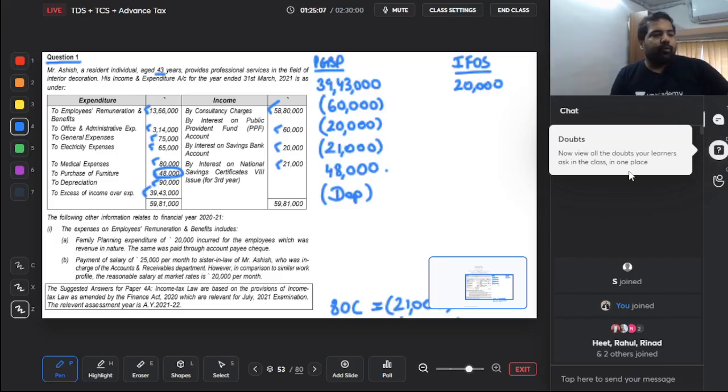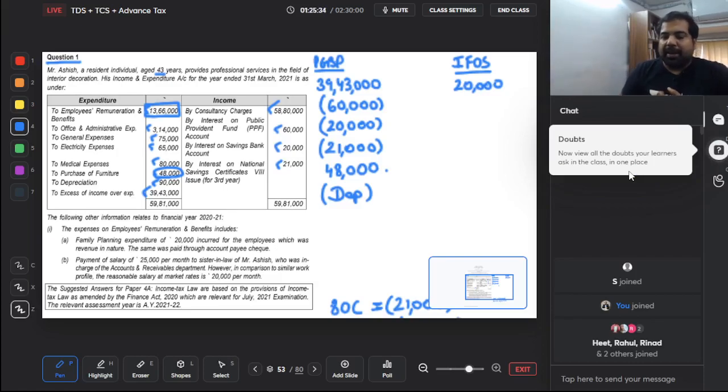The following other information related to the year are as under. This is the other information. Let's see what the other information is. The expense on employees' remuneration and benefits includes, so basically this amount which you have already minused, this includes family planning expenditure of 20,000 incurred for the employees, which was revenue in nature. The same was paid through account payee cheque.